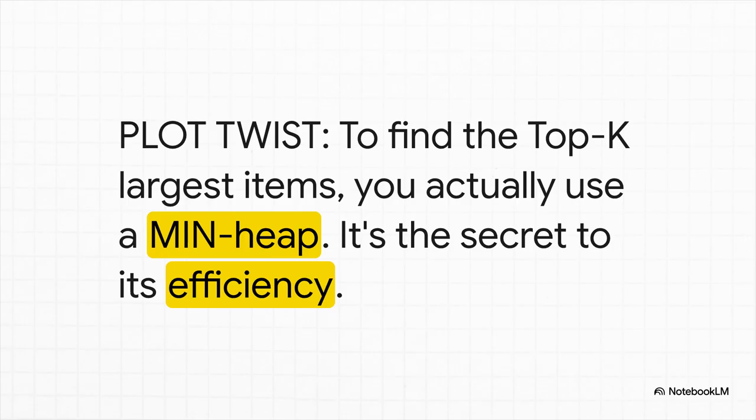And boom, here's the plot twist. To find the top K largest items, you actually use a min heap. Yeah, you heard that right. A data structure that's specifically designed to give you the smallest element. I know it sounds completely backward, but this little counterintuitive trick is the secret to the heap method's efficiency. Let me show you how it works.